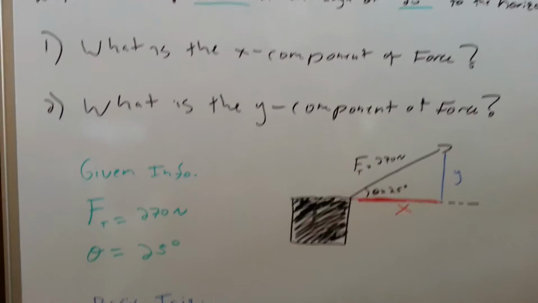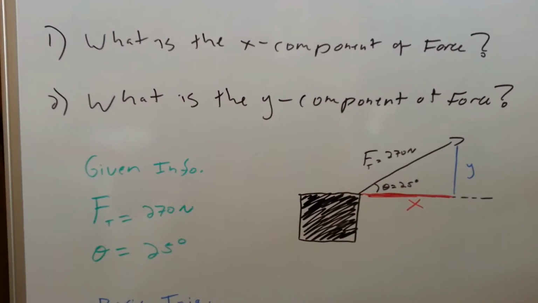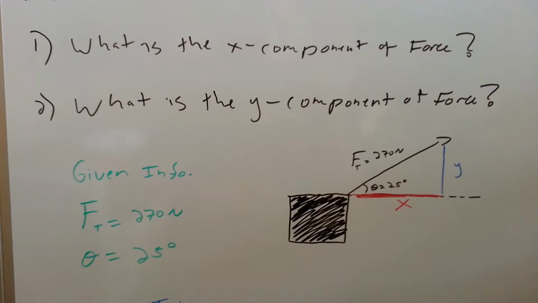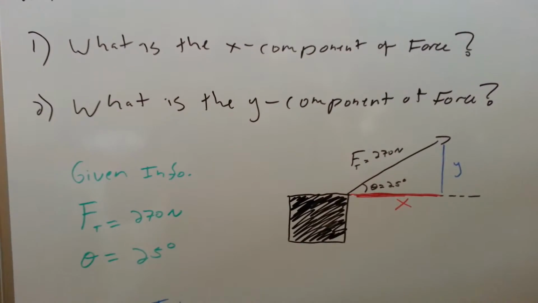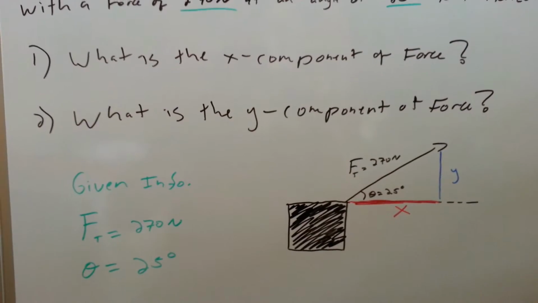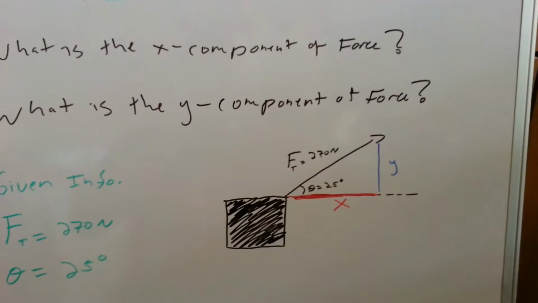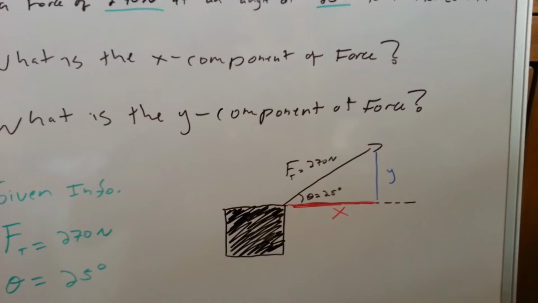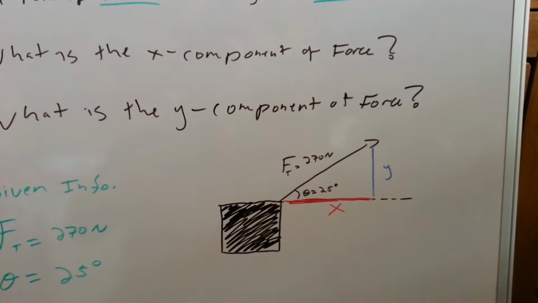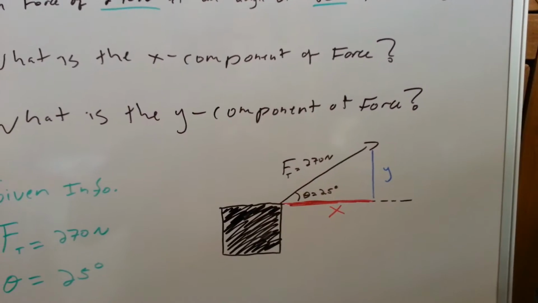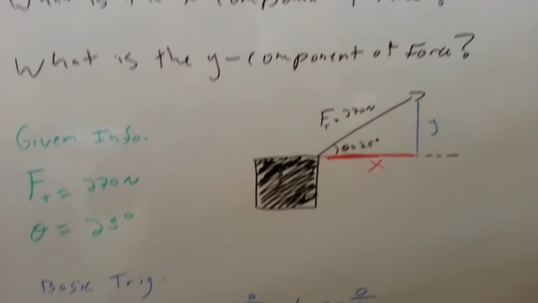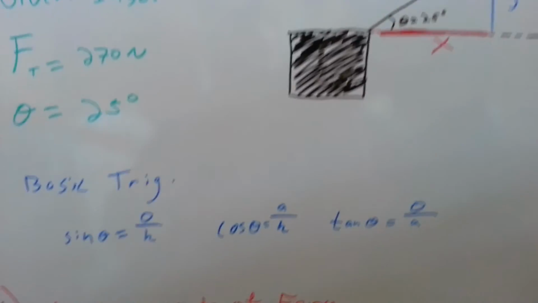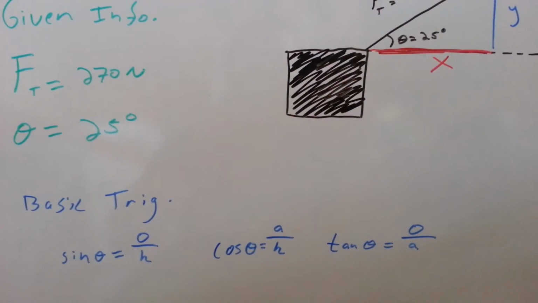So your given information: you have the force, which is in this case tension on the rope, which is 270 newtons, and an angle theta of 25 degrees. And here is a diagram of what this should look like and what this question illustrates. For this problem, you're going to need to know some basic trig, and here are the basic trigonometric equations.